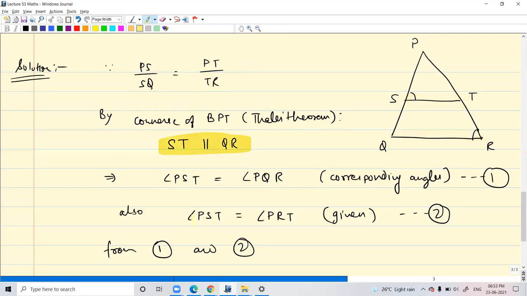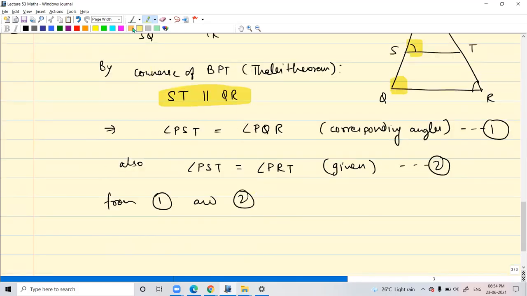You have to mention that these ratios are equal, so we are using the converse of BPT. That means ST is parallel to QR. This you have to do. And once it is parallel, you will know that the corresponding angles, PST and PQR, will be equal. And you have to mention this reason also, corresponding angles. And then this is already given in the question itself: angle PST is equal to angle PRQ. So you combine the first equation and second equation and we'll get angle PQR is equal to PRQ.